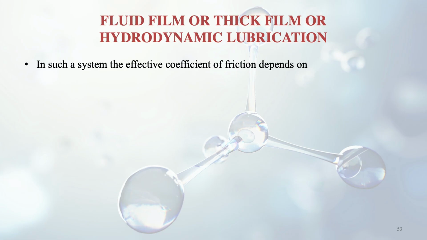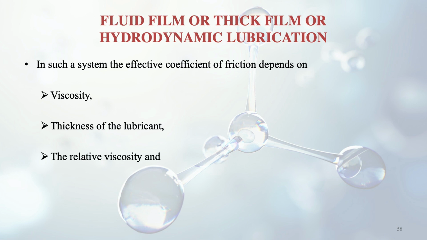And in such a system of hydrodynamic lubrication, the effective coefficient of friction actually depends on certain factors, which are the viscosity and the thickness of the lubricant. You can understand these very easily, because they are quite obvious. Viscosity of the fluid is very important, thickness of the lubricant also, then the third point is the relative viscosity, and the fourth one is the area of the sliding surfaces.